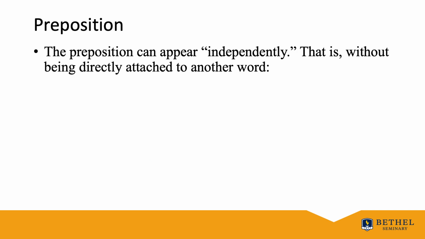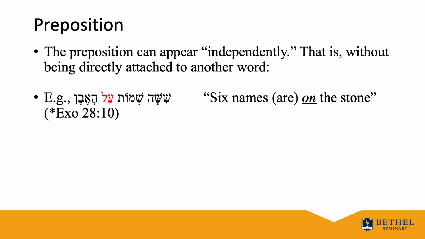When reading the Hebrew Bible, you find out that prepositions can appear independently, that is, not directly attached to a word, as we have in this example. Shisha shemot al ha-even. Six names are on the stone. As you can see in this example, there's a space in front and after al. So the preposition is appearing independently, not directly attached to a word preceding or following it.